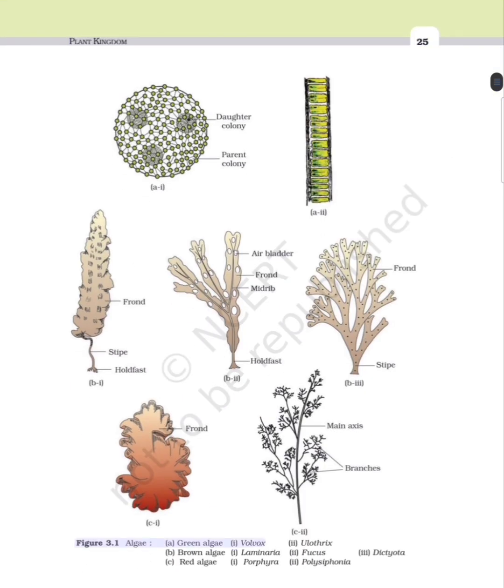Figure 3.1 Algae. A. Green algae: I. Volvox, II. Ulothrix. B. Brown algae: I. Laminaria, II. Fucus, III. Dictyota. C. Red algae: I. Porphyra, II. Polysiphonia.